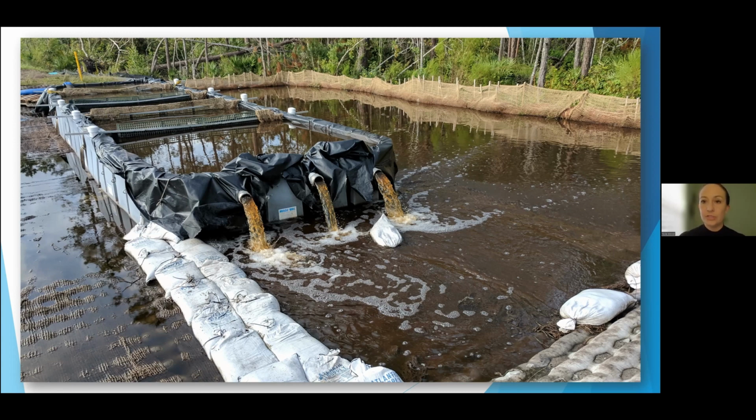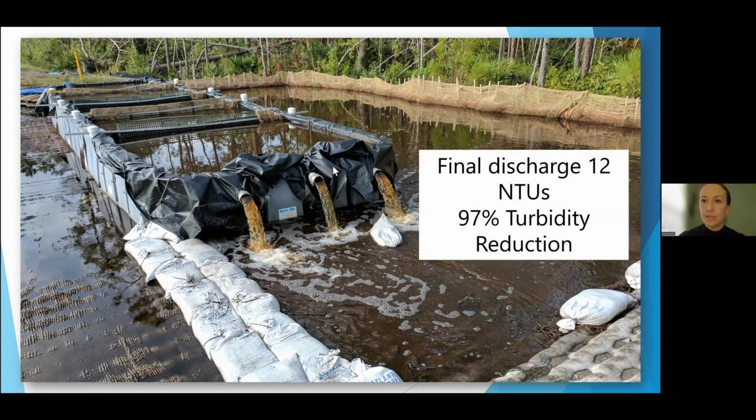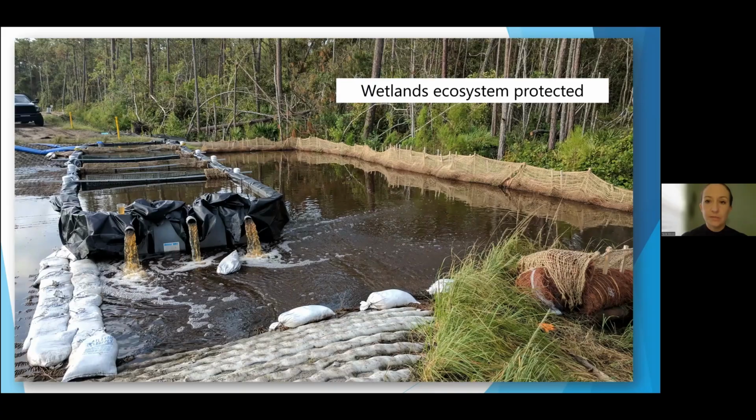So the final discharge off of this site was again a 12. Our goal is usually to get it somewhere in the mid 20s or below. And with this site specifically, from 300 to 400 NTUs down to 12 is about a 97% turbidity reduction. And again, that eventually went through those final sediment control areas, and it was discharged into a wetland.